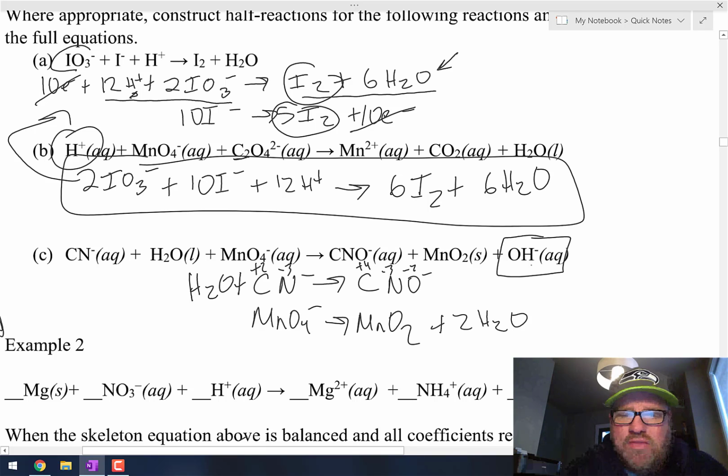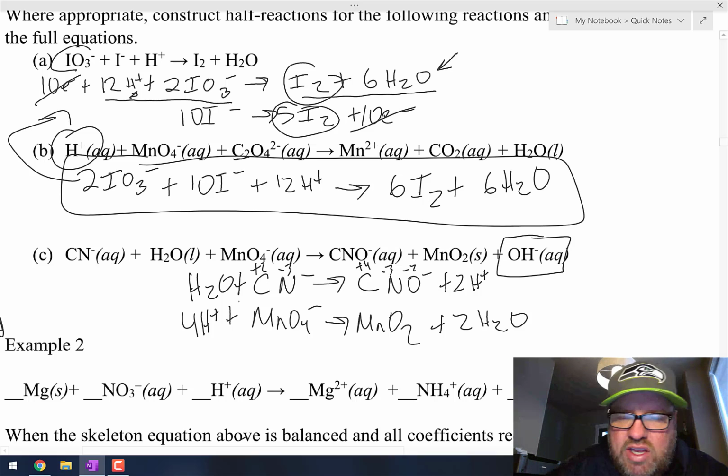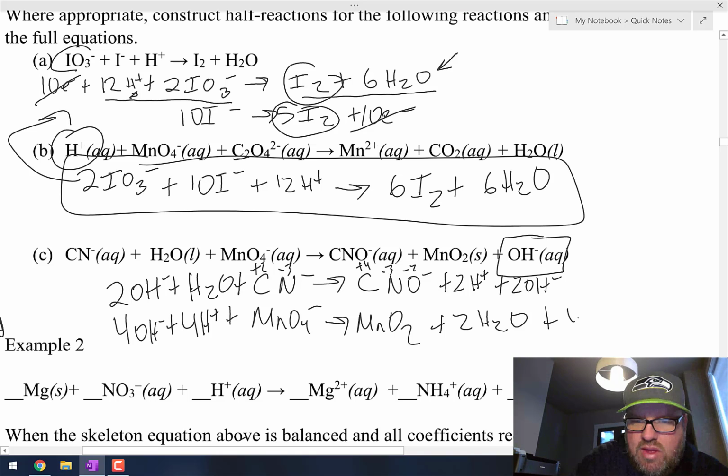Okay, now for every hydrogen, I need H pluses. So I need 2 H pluses on this side, and I need 4 H pluses on this side. So here's where the basic part of this comes in. For every H plus that you've added, you have to add that many hydroxides to both sides. So that means I need to add 2 OH minuses here and 2 OH minuses here. And on the bottom one, I have to add 4 OH minuses, sorry, I was still looking at that top one. And 4 OH minuses to this side.